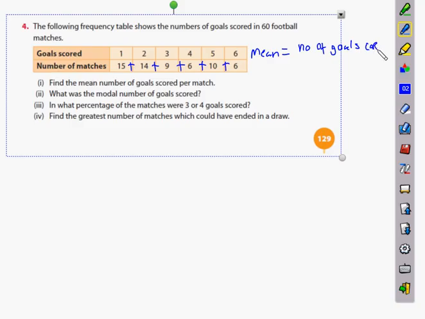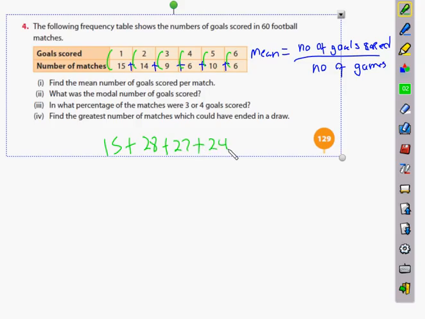Now, your mean is your total number of goals scored divided by your number of games. How you get the total is you multiply these by each other and add them together. So 15 goals plus 28 goals plus 27 goals plus 24 goals plus 50 goals plus 36 goals. Everybody see where I get that from?